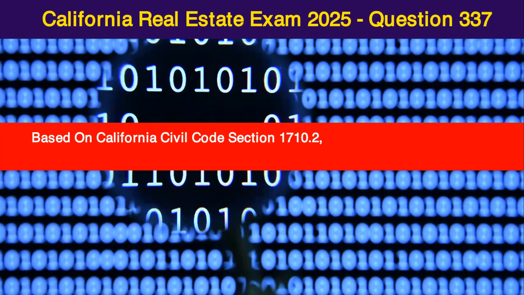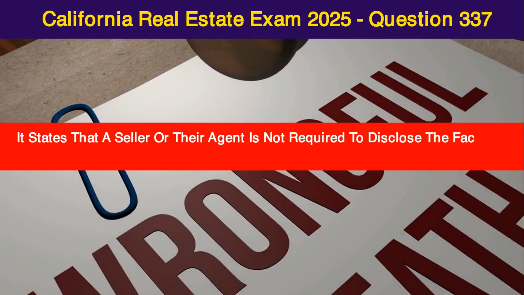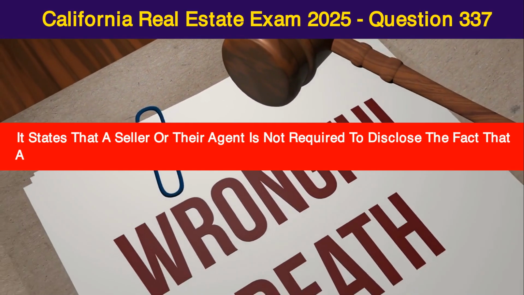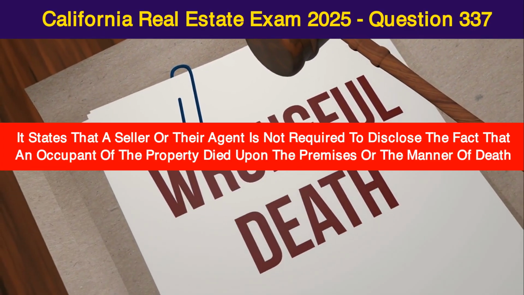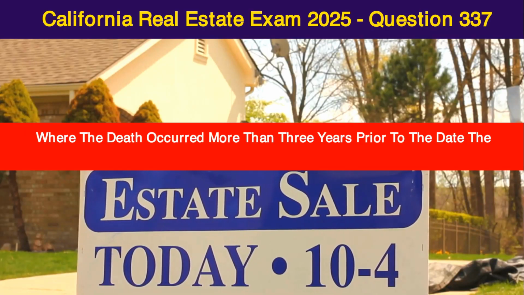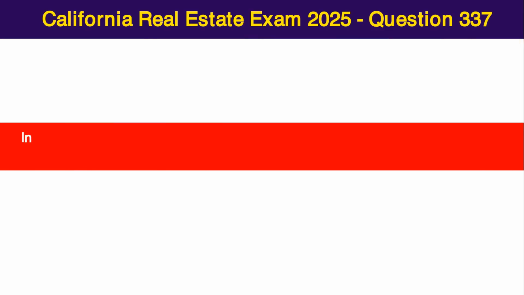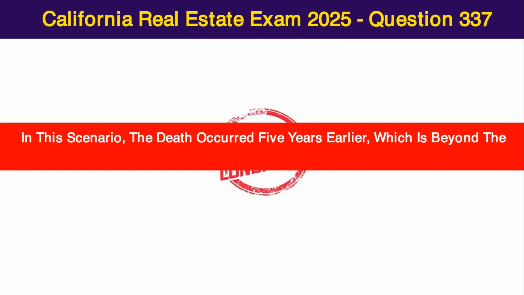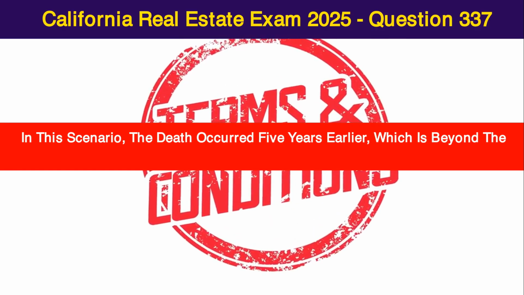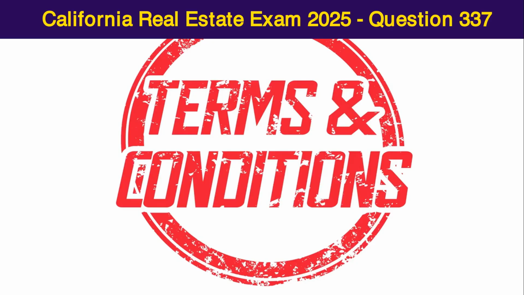Based on California Civil Code Section 1710.2, which specifically addresses the disclosure of deaths on real property. It states that a seller or their agent is not required to disclose the fact that an occupant of the property died upon the premises or the manner of death where the death occurred more than 3 years prior to the date the prospective buyer offers to purchase, lease, or rent the property. In this scenario, the death occurred 5 years earlier, which is beyond the 3-year disclosure period specified in the California Civil Code.